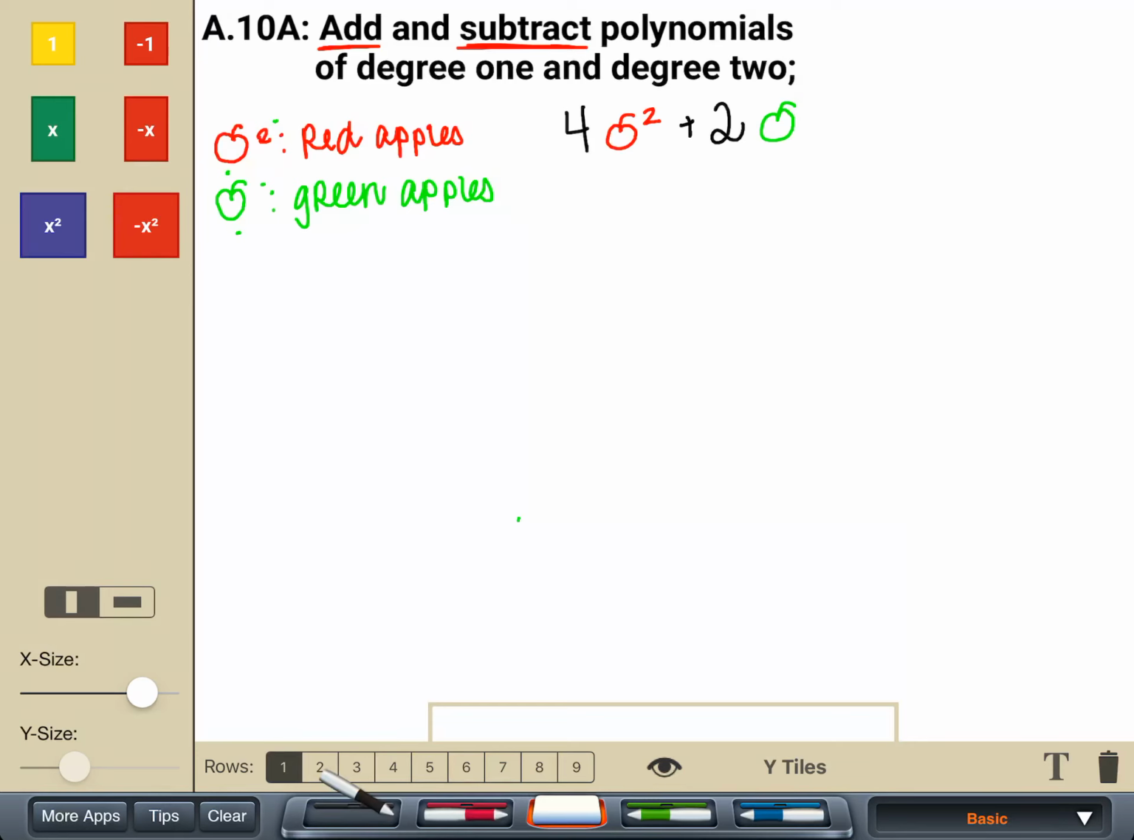So again, Bob and Joe are at the store. Bob wanted red apples, Joe wanted green apples. Let's break this down individually. What would 4 apples squared look like? Well, if 4 apples squared represents 4 red apples, let's draw 4 red apples. And if 2 apple represents 2 green apples, let's draw 2 green apples.